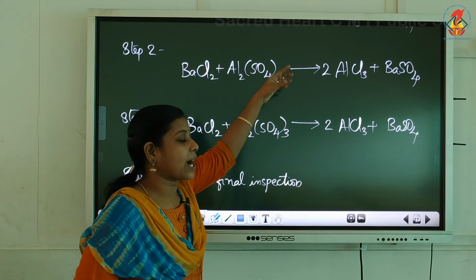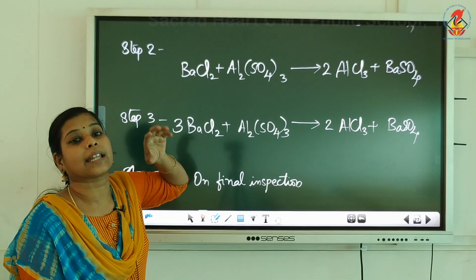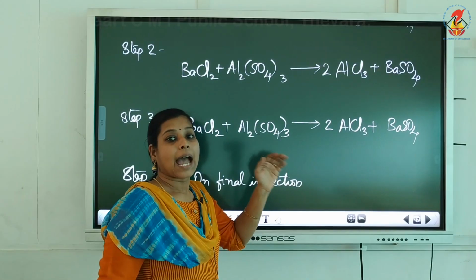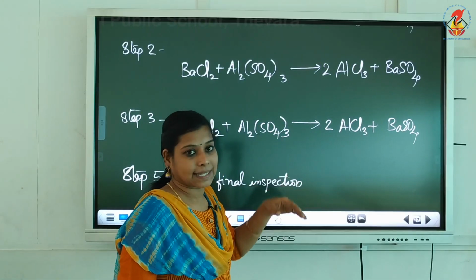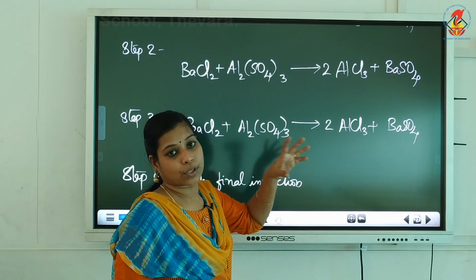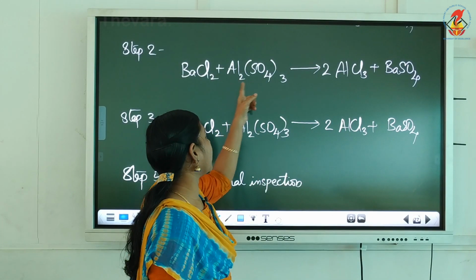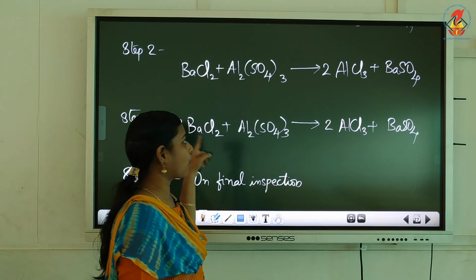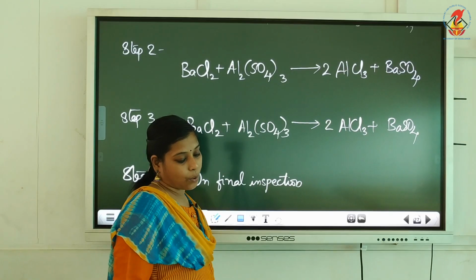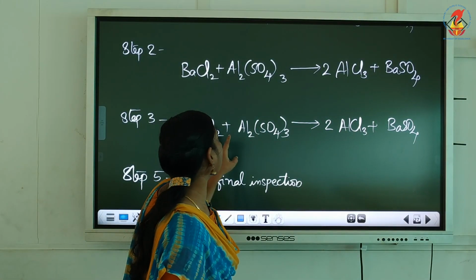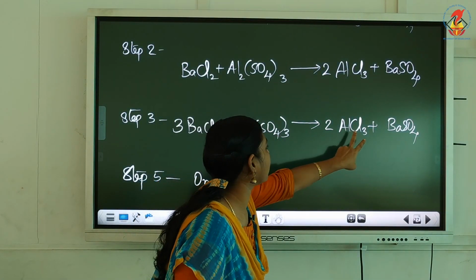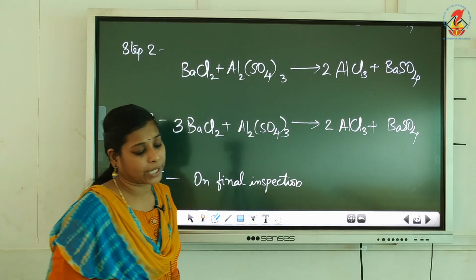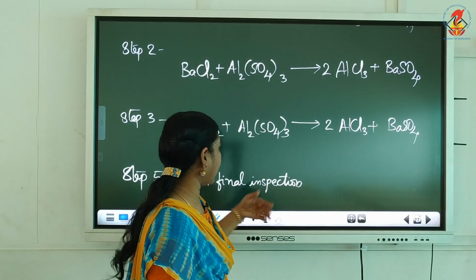So in each step we are equating the number of atoms of one particular element first, and then proceeding to the next element, not all together. So first we have equated aluminum, then after that we have equated chlorine. Now the number of chlorine atoms are equal, 3 into 2 is 6 and 3 into 2 is 6, and aluminum also equal. Now we can equate the remaining ones.